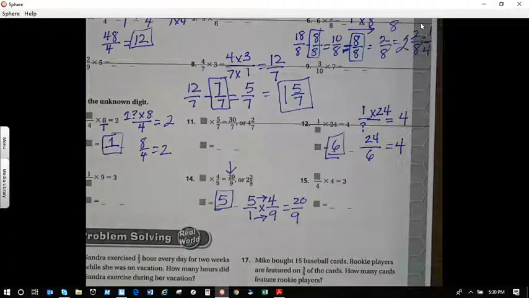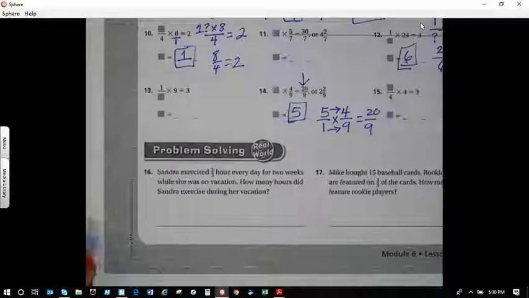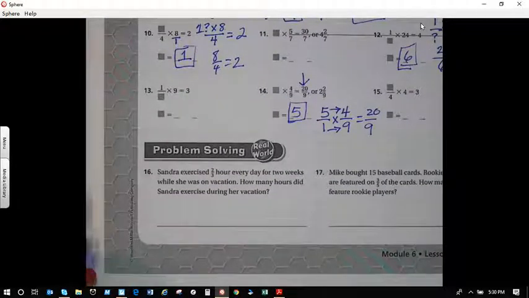Okay, so let's look over here, number 16. Sandra exercised 2/3 hour every day for 2 weeks while she was on vacation. So how many hours did Sandra exercise on her vacation for 2 weeks?